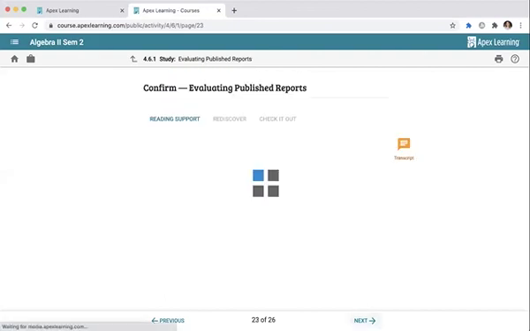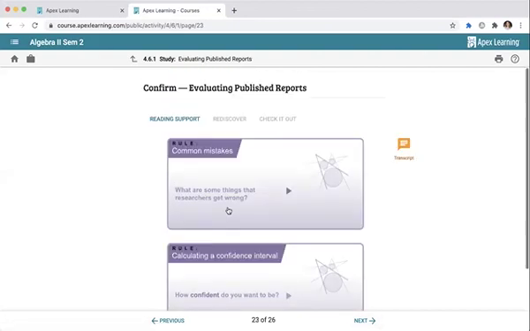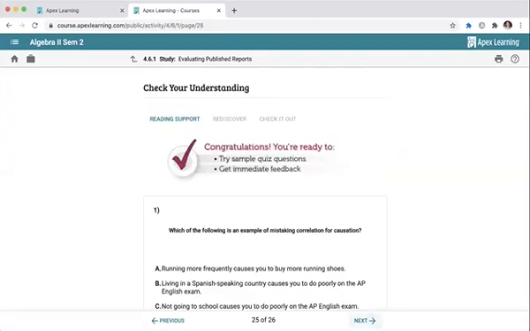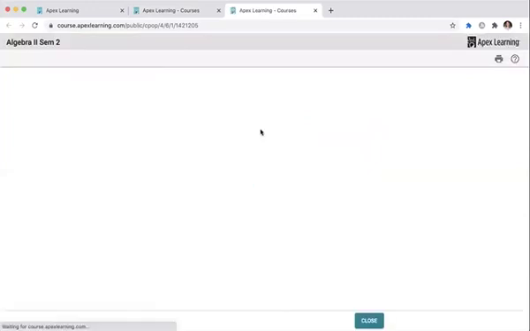All right. So of course here there's a lot of things we talked about with evaluating published reports, mainly looking at what things researchers get wrong, how confident we want to be, and how we increase that confidence. Again, more practice problems, please take a look at them. Same thing with the check your understanding. I don't want to take that practice away from you. Okay.